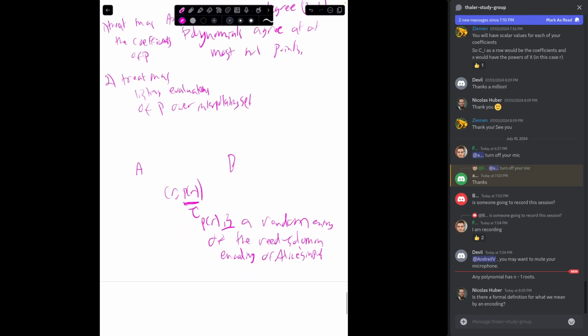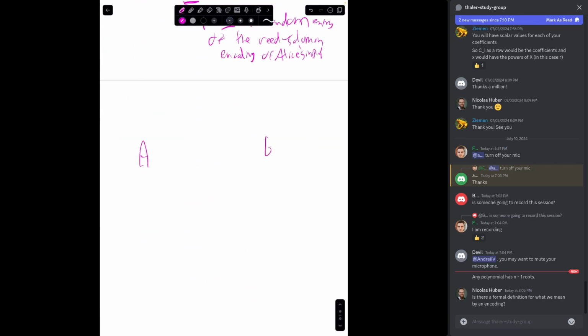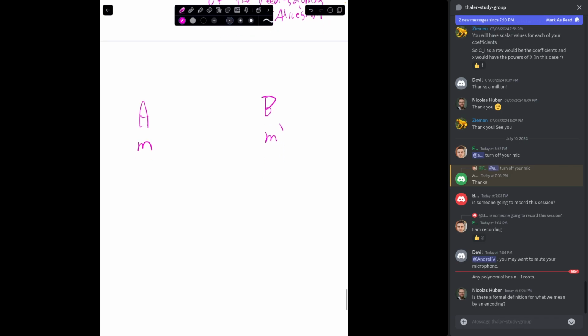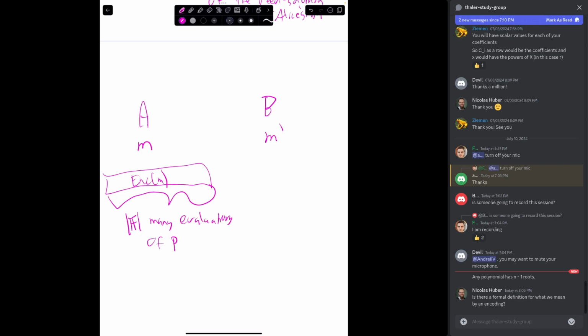Okay, and so pictorially, if you cast Reed-Solomon fingerprinting in this way, maybe now I'll call Alice's input M and Bob's M prime. What Alice is doing is she's looking at the encoding of M, where the size of the encoding is massive. It's field size many evaluations of this polynomial. And Bob is looking at the encoding of M prime, right?